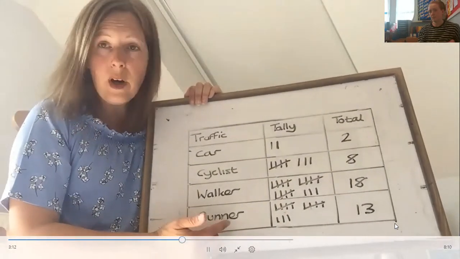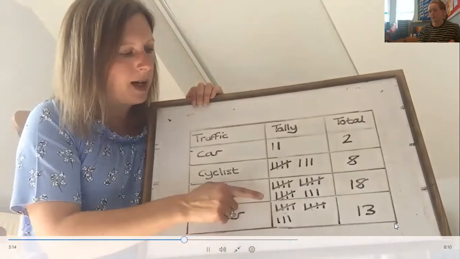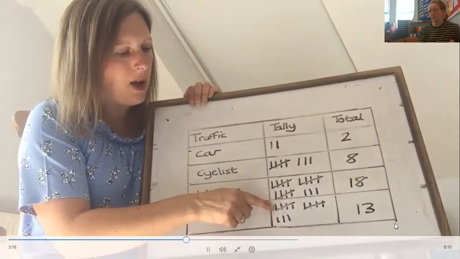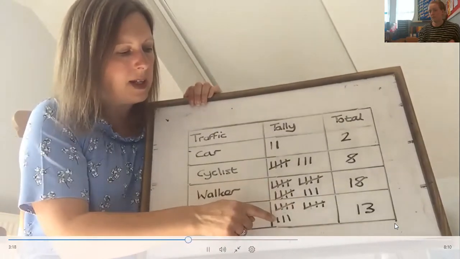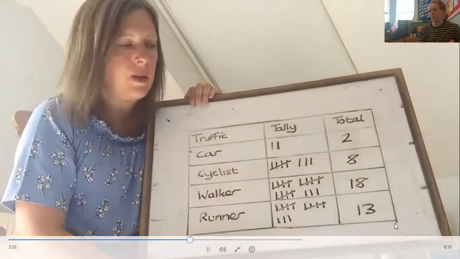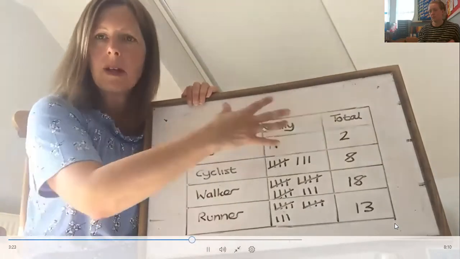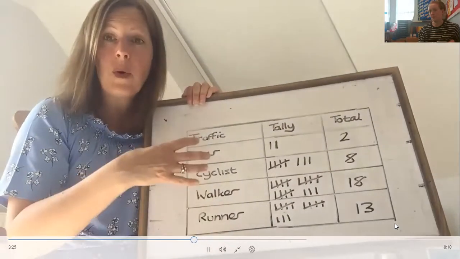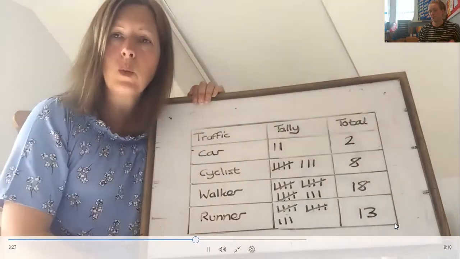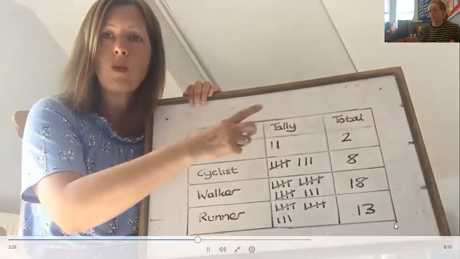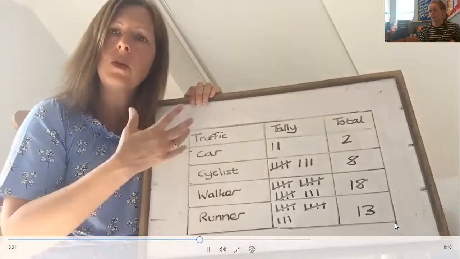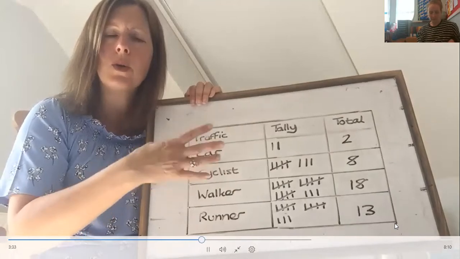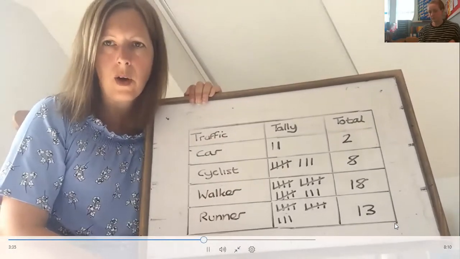And again, runners, there were quite a few runners that were coming past. So again, if I look at my tallies here, I've got 5, 10, 11, 12, 13 runners. So that's the information I've collected in my tally chart. And in the same way, you would need to collect your information and record that down in your book. So you've got something to look at and to use when you do your bar chart.